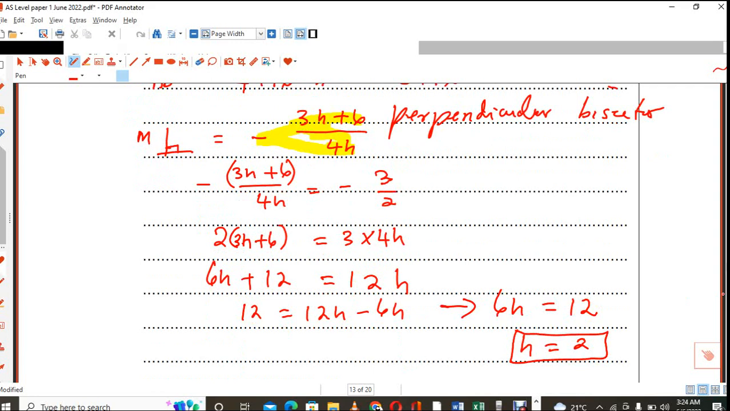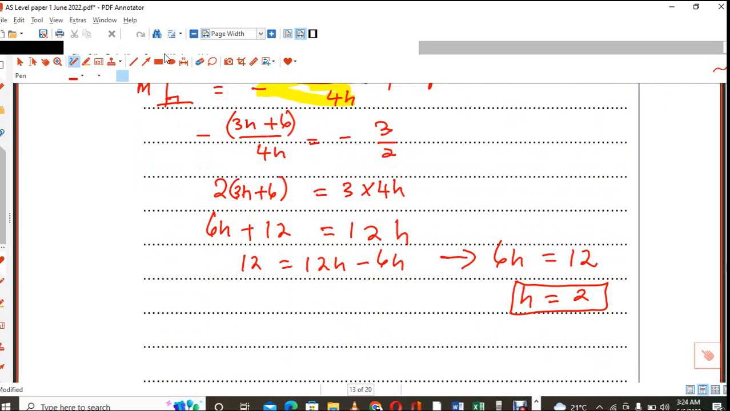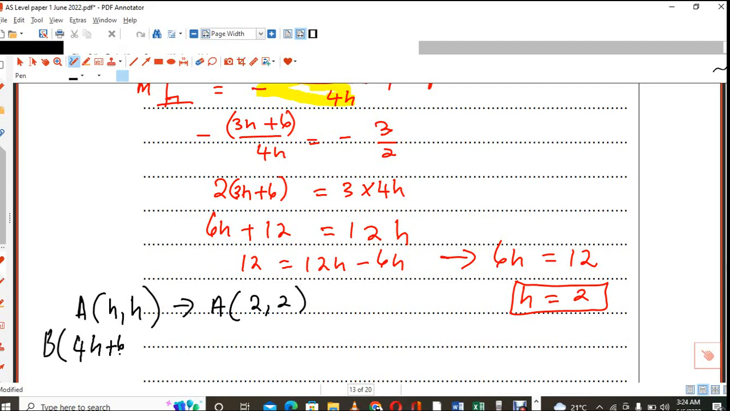So now I have the value of h. But here is the important thing. My points originally, point A was h comma h, which now means point A is 2 comma 2. And point B was given originally as 4h plus 6 comma 5h, which now makes point B 4 times 2 is 8, 8 plus 6, that's 14, and 5 times 2, 10. So these are my 2 points now. I had them in terms of h, now I know what they are.